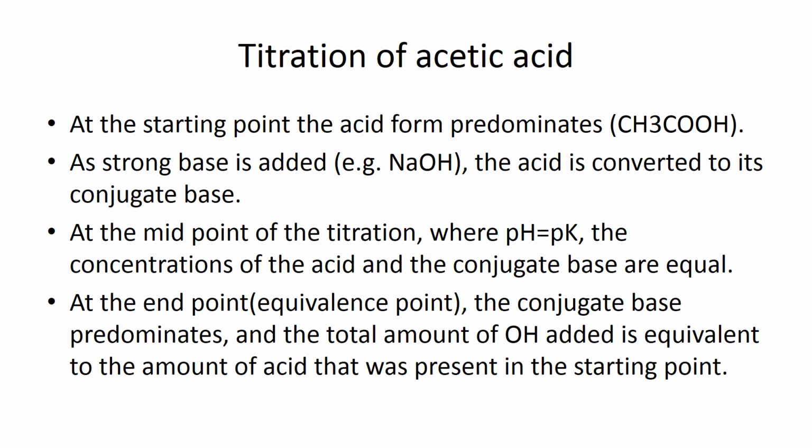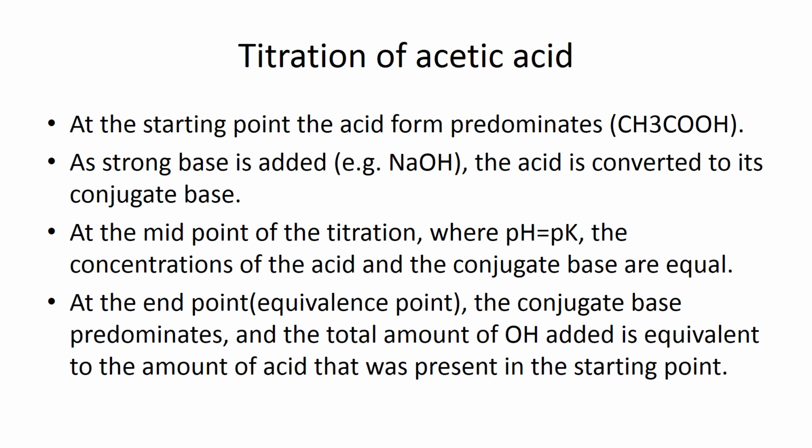For example, for the titration curve, we are taking the example of acetic acid, which is slightly dissociated into a conjugate base and a proton. So we are taking the example of acetic acid. This is the weak acid. Then we add a strong base such as sodium hydroxide. The acid is converted to its conjugate base, the acetate ion.